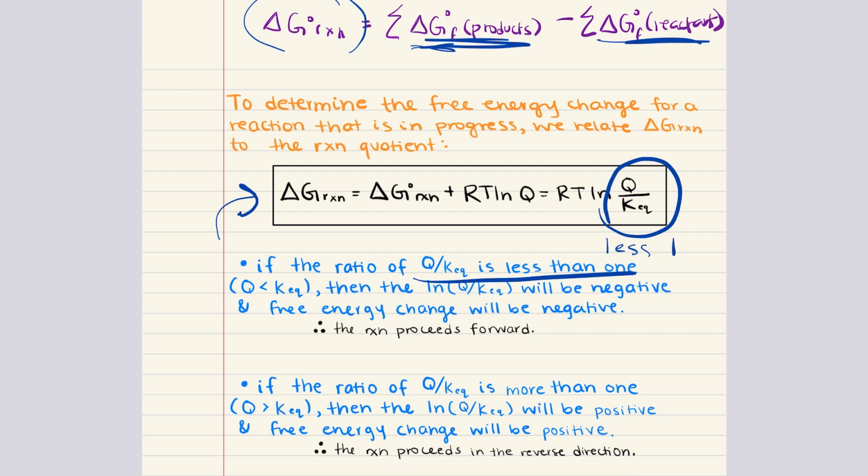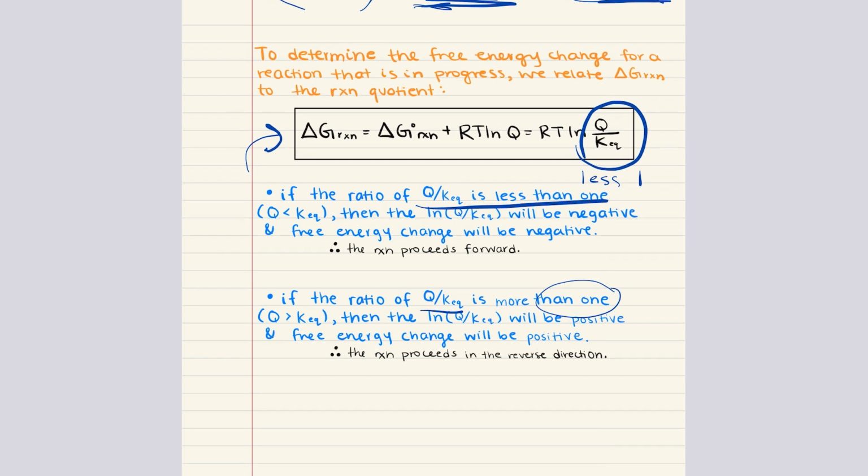Now, what about if the ratio Q over K EQ is more than 1? If it is more than 1, then the natural logarithm will be positive, and the free energy change will be positive. In that case, the reaction will spontaneously move in the reverse direction until equilibrium is reached. Of course, if the ratio is equal to 1, then the reaction quotient is equal to the equilibrium constant, and the reaction is at equilibrium, and the free energy change is 0. So these are important to consider and remember, and we're going to do a bunch of practice problems to help us remember these points. With that, we've completed all of our topics for this chapter.